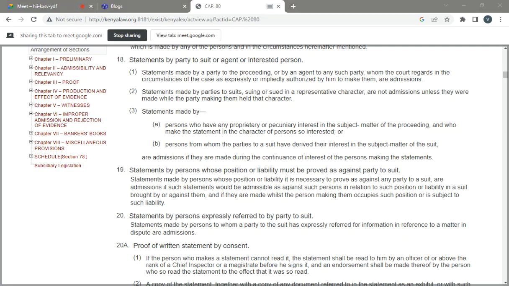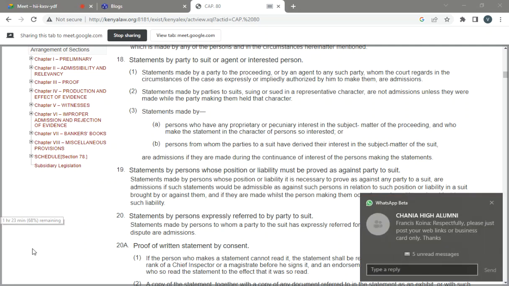So acha niongeze volume. Okay, so ukiangalia volume iko sawa.